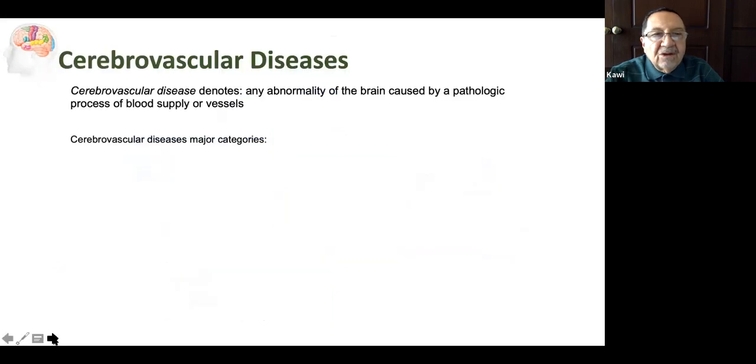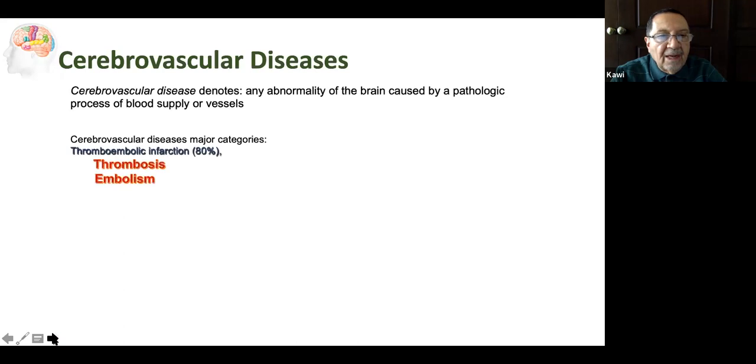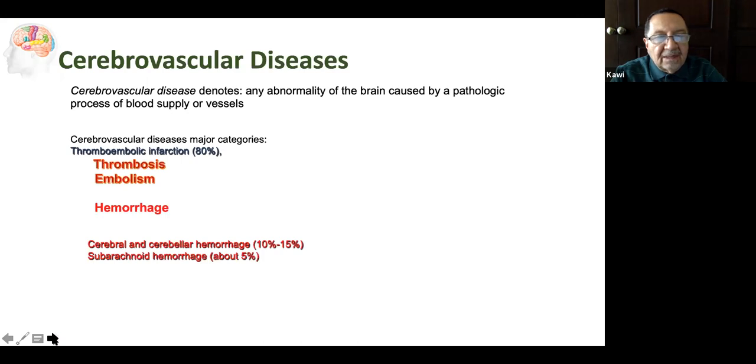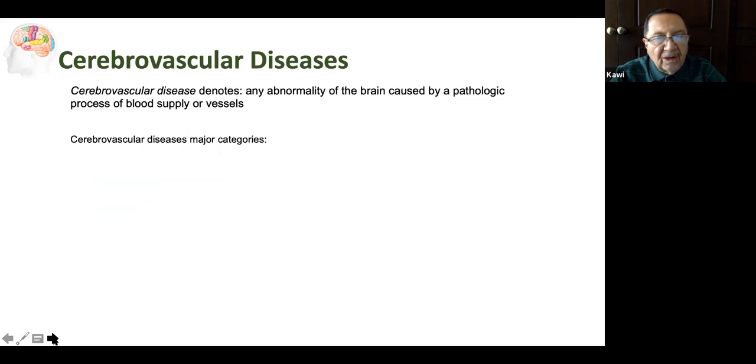Now, cerebrovascular disease denotes an abnormality in the brain that is caused by a pathologic process of blood supply to the brain, and it can be either thrombosis or embolism and hemorrhage. Cerebral and cerebellar hemorrhages happen in about 10 to 15%, while subarachnoid hemorrhage, fortunately, is not very common. It's about only 5%.